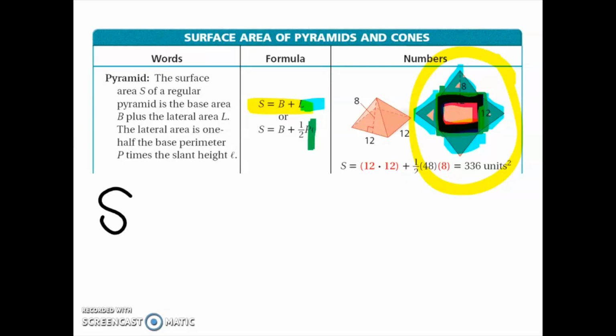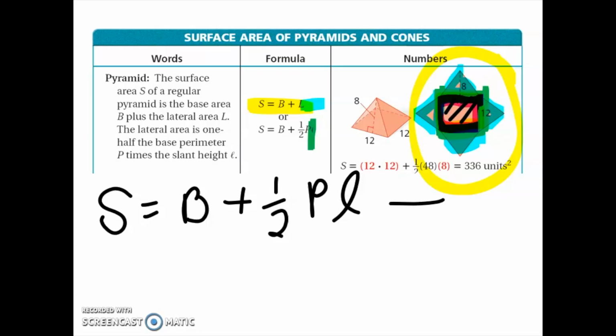Now, this L part, for those of us that are having a hard time seeing this formula, it's surface area equals the area of the base, so that's that square, plus 1/2. We'll talk about the 1/2 in the middle in a minute. Perimeter, so again, that would be the perimeter around our base. And then we see this cursive L, and that cursive L stands for slant height.